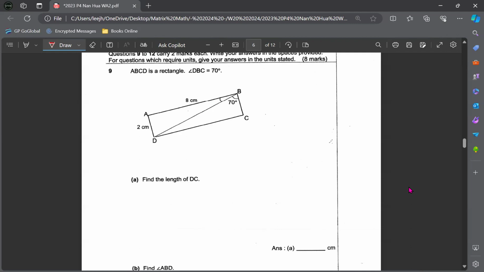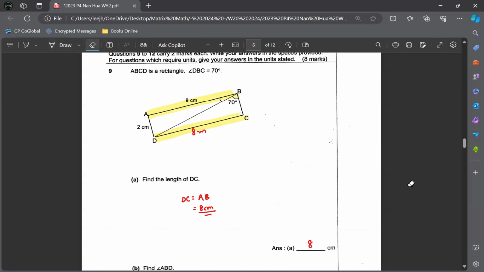DC is actually the same as AB. Can you see? Because this is the rectangle, so DC and AB are equal. So that means DC is equal to AB. DC equals AB, which means that it is also 8 cm. So the answer is 8 cm over here.